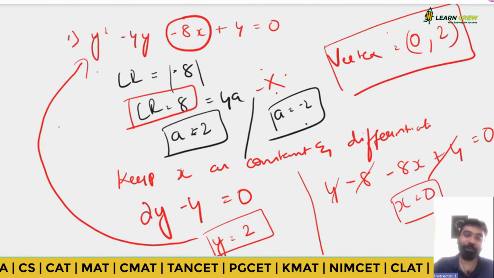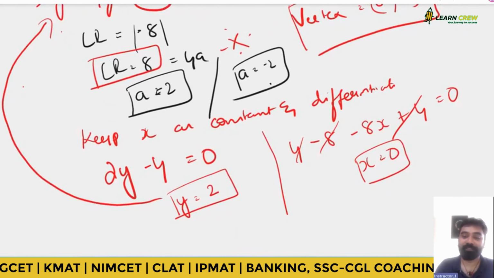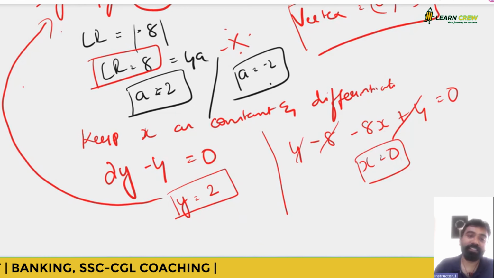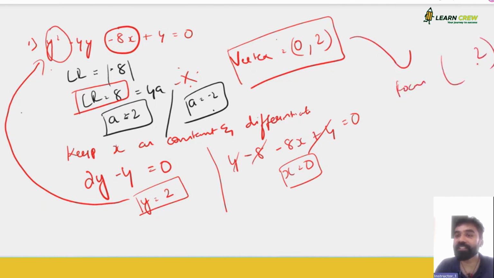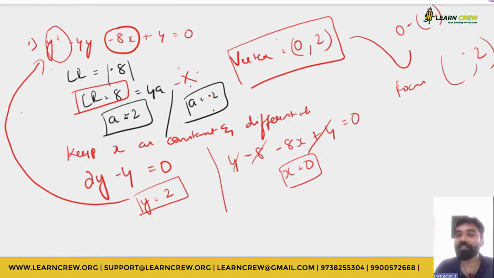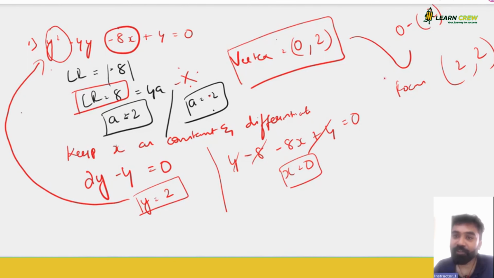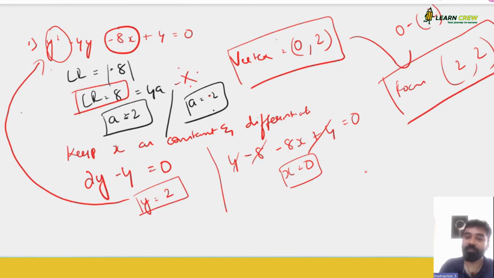Okay. Now how do I find the focus point? Since this is y square, your y term remains the same. So it remains as it is, as 2. But the x term becomes 0 minus a, and a is minus 2. 0 minus of minus 2 is going to be 2. So this is going to be your focal point. So now can you draw the diagram and show me how it is going to come up?